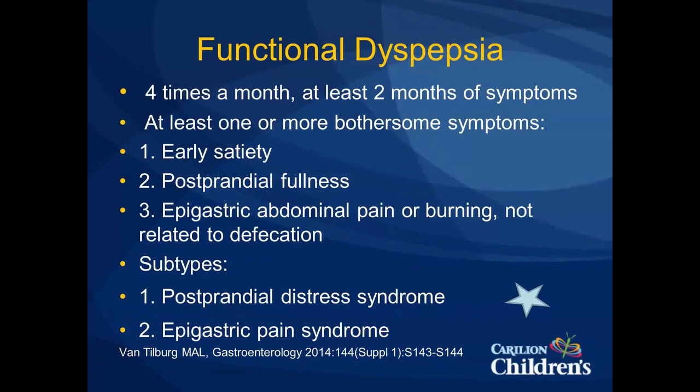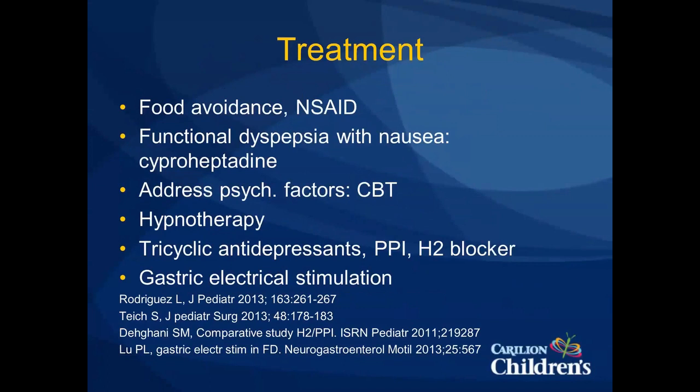The mechanism is an actual motor dysfunction, mostly of the stomach. They have a problem with accommodation of gastric contents after a meal. Half of them will have increased gastric emptying, half will have slow gastric emptying. So with all these symptoms, they get really distressed. There is also some genetic predisposition, so there is some inheritance involved. These patients are treated with food avoidance: greasy foods, spicy foods, and caffeine will bother them. Non-steroidal anti-inflammatory drugs will also irritate.